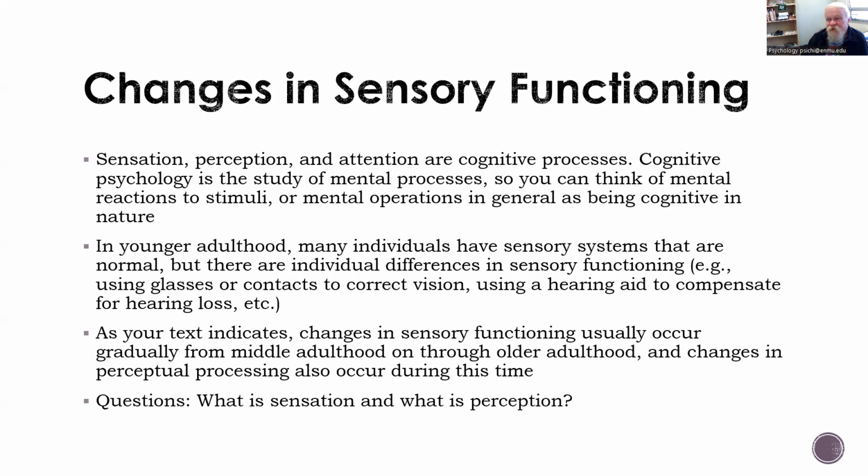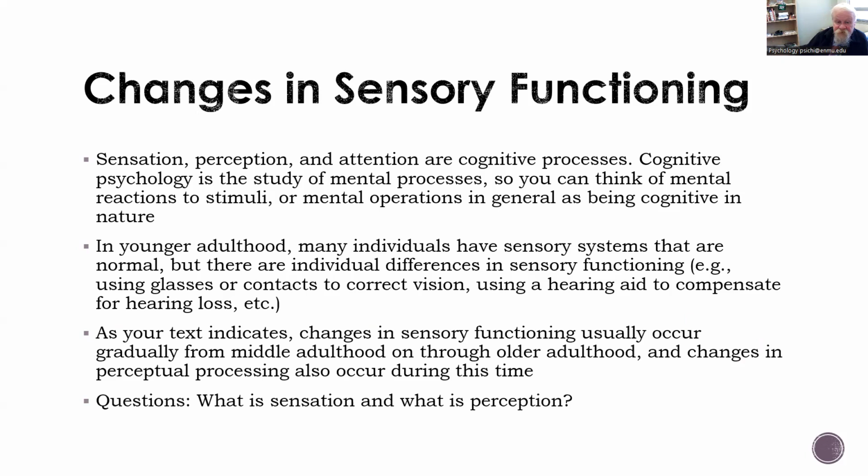So we are all individually different across the lifespan, in emerging adulthood, young adulthood, middle age, and older adulthood, in terms of sensory functioning. Here on this slide, it says sensation, perception, and attention are cognitive processes. And I just talked about that.